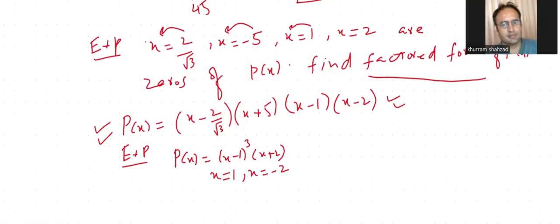So the number of zeros of any polynomial is less than or equal to the degree of the polynomial. Like you can see that in this example, the degree of polynomial p of x is 4, but it has two different zeros. So the number of zeros is less than or equal to the degree of the polynomial.